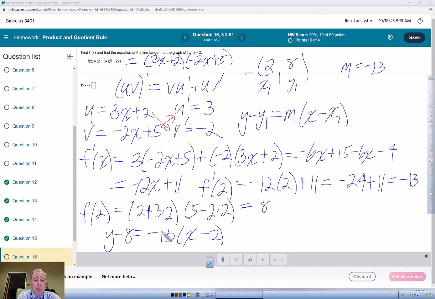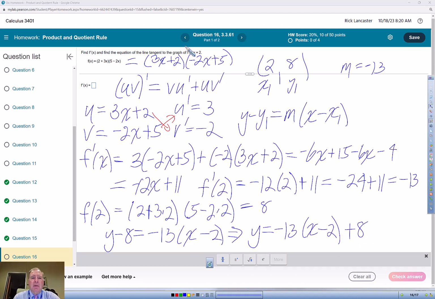Now, more conventional textbooks would just say that's fine for the equation of the tangent line. This book is going to ask for y by itself. So we can do two things. We can distribute the negative 13 and get this into slope-intercept form, or we can get the y by itself by just adding 8 to both sides. So y equals negative 13 times x minus 2 plus 8.